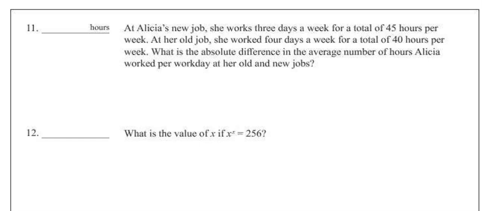Alicia's new job, she works 3 days a week for a total of 45 hours, and I can't help but say 3 days a week, 45. So that means she's working 15 hours per day. Then she goes to her old job, and she works 4 days for 40 hours a week. So that means she's working 10 hours per day, and the difference of these is going to be 5 hours.